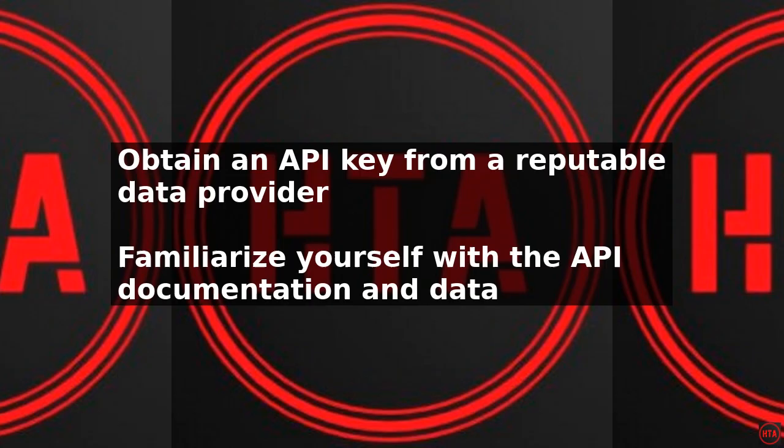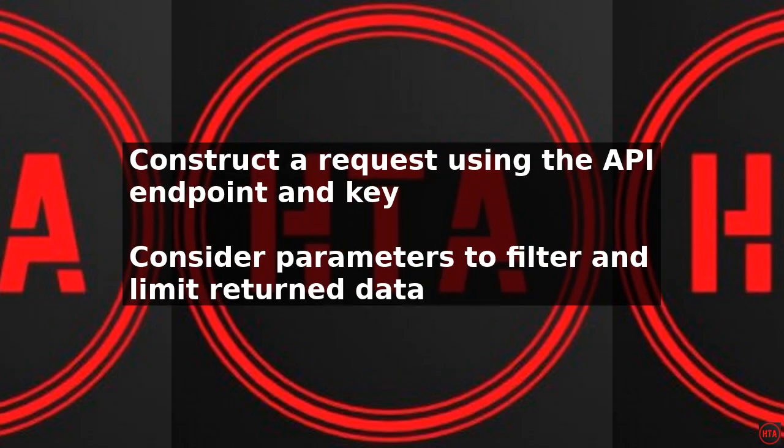To query the API, you will need to construct a request using the API endpoint and your API key. For example, to retrieve the daily trading volume of a specific token pair, you would send a GET request to the corresponding endpoint, including your API key in the request headers.